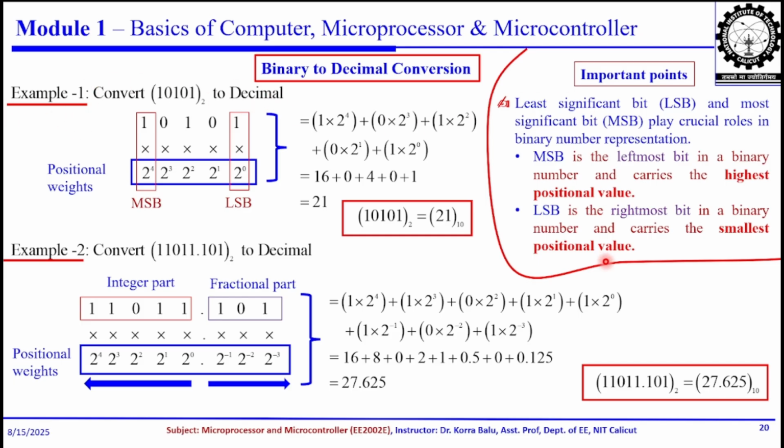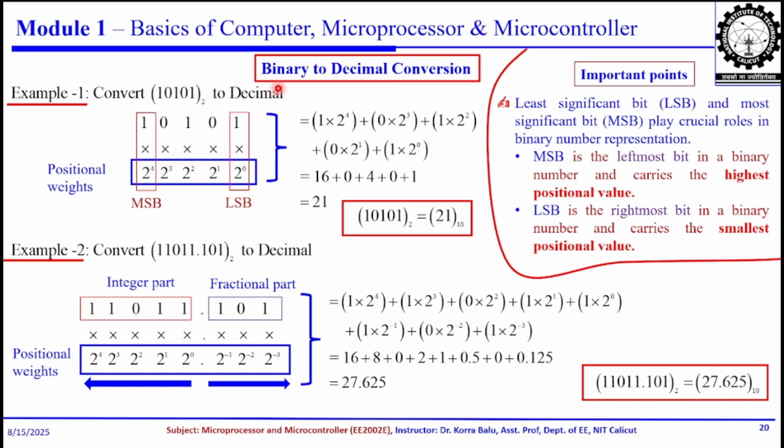And here we will take example 1. We will consider different examples for each and every conversion from one number system to another number system, that is binary to decimal conversion. The example is: convert 10101 in the binary number system to the decimal number system. For binary to decimal conversion, apply the positional weights: 2 to the power of 0, 2 to the power of 1, 2 to the power of 2, 2 to the power of 3, 2 to the power of 4, and the sum of these will represent it in the decimal number system. So 10101 is equal to 21.